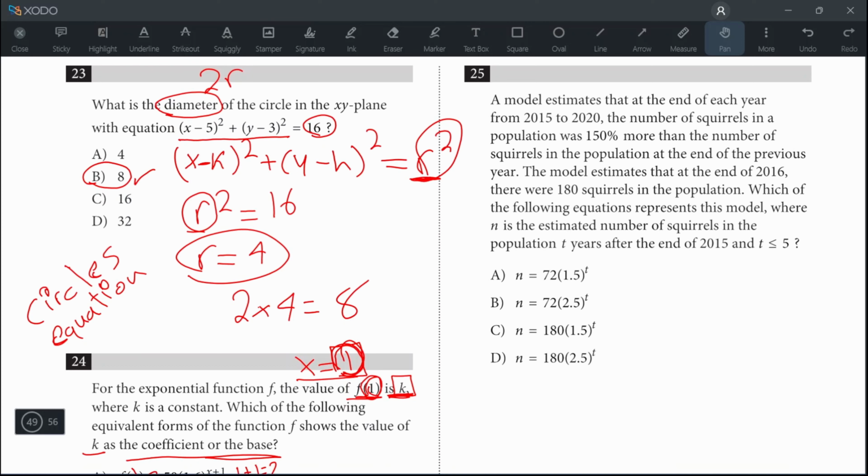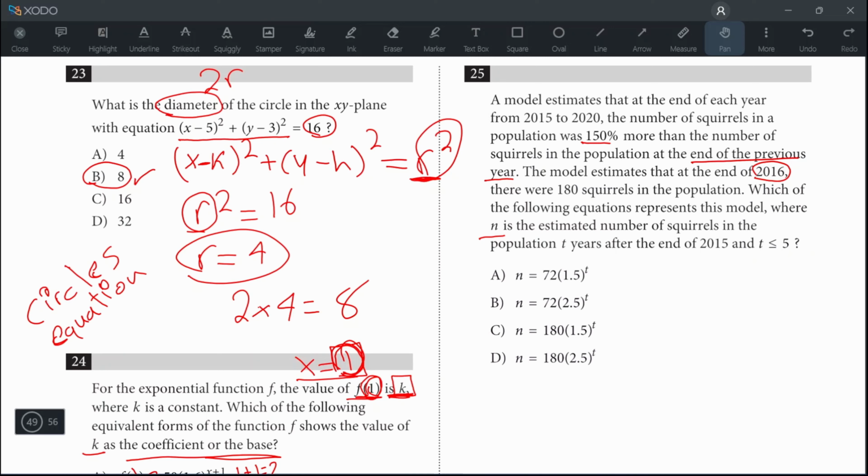Now what about question number 25? Our model estimates that at the end of each year from 2015 to 2020, the number of squirrels in a population was 150% more than the number of squirrels in the population at the end of the previous year. The model estimates that at the end of 2016 there were 180 squirrels in the population. Which of the following equations represents this model, where n is the estimated number of squirrels in the population t years after the end of 2015?